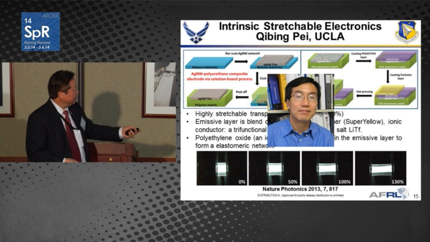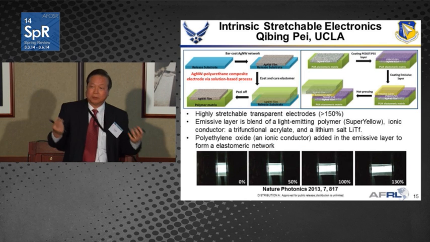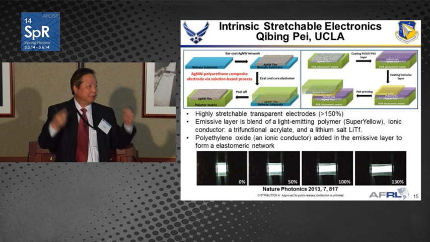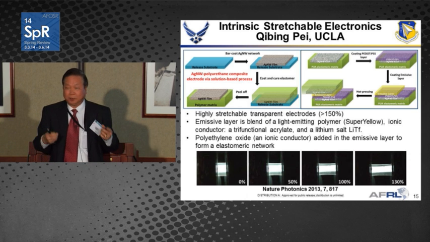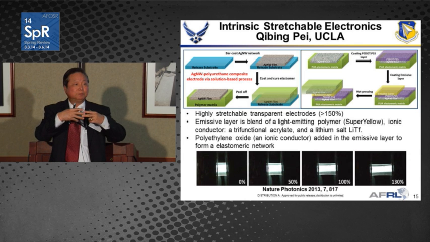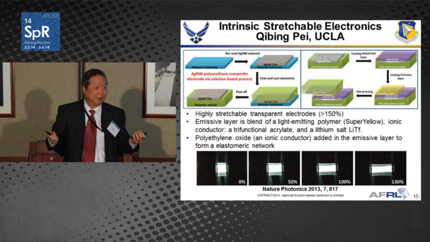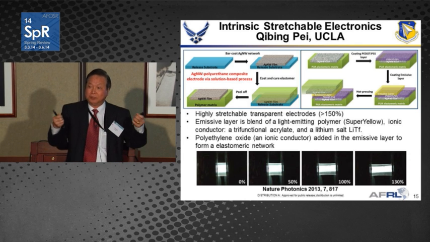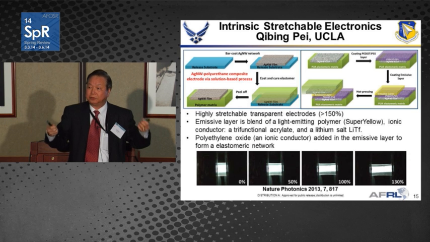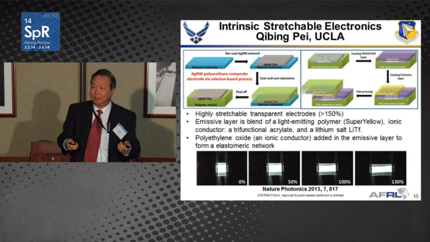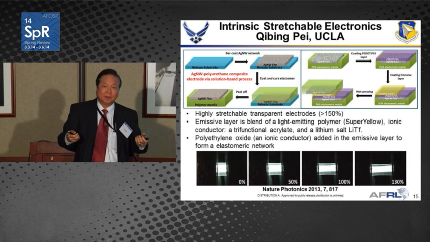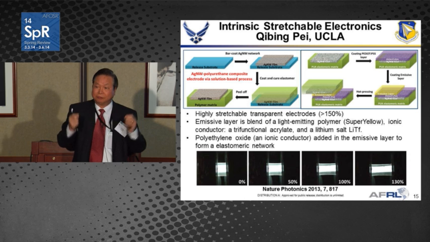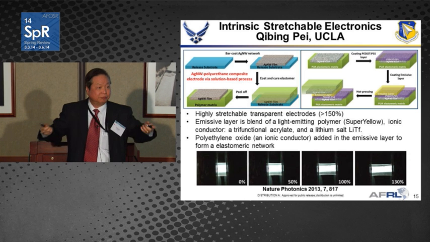This is the work at UCLA. What they did is to blend the conducting polymers with an elastomer polymer, so as to form a two continuous network. The conducting polymer is continuous, therefore it is still attached to the two electrodes and can still function as electronic material. But it's like a chicken wire. The wire itself is not stretchable, but the chicken wire is stretchable.